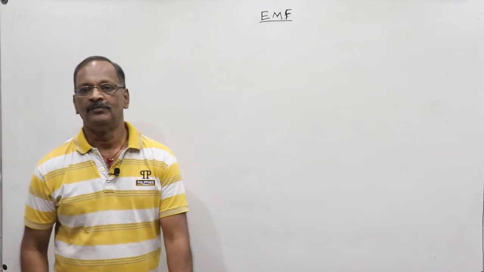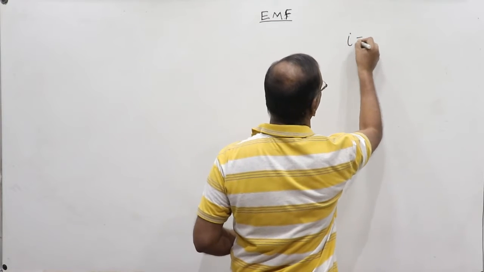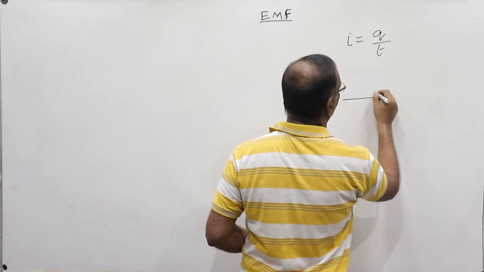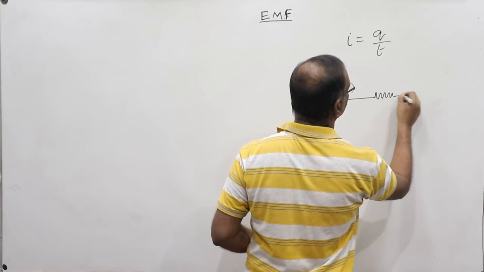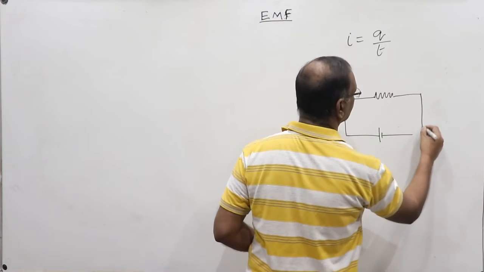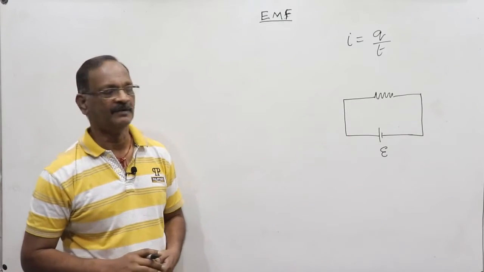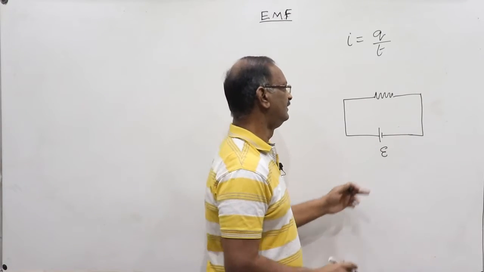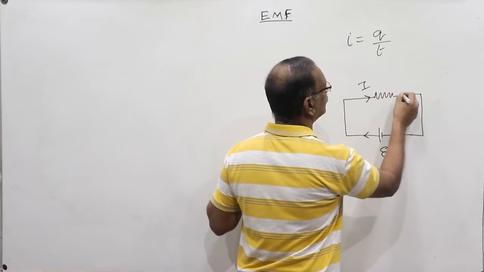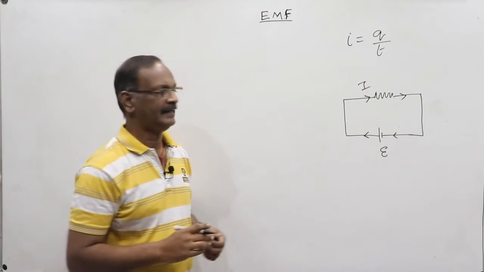EMF of a cell is for flow of charge and hence current. What is current? Current is equal to charge divided by time. Suppose there is a resistor here and we connect a battery, which is the source of EMF. It has an EMF, this is equal to epsilon, which is EMF. It supplies the energy for the flow of charge. Suppose this is the positive terminal, from the positive terminal the current flows. Current flows means what? Charge is flowing.